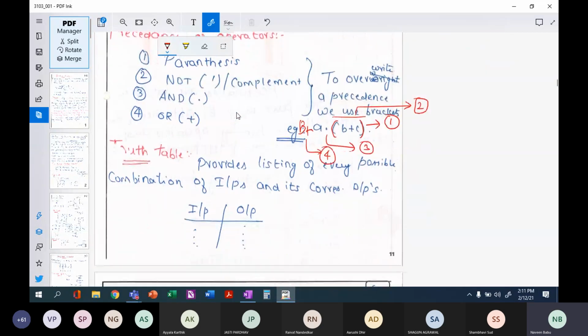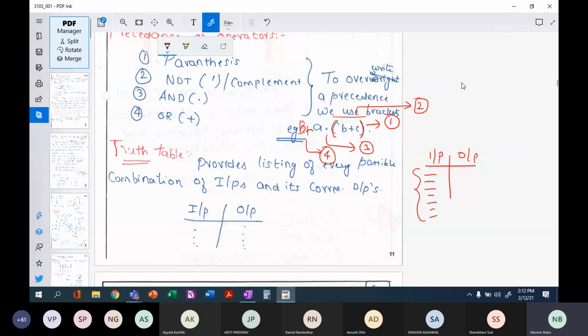Now, what is a truth table? This particular term we will come across till the end of this course. Truth table is a very important part. A truth table is a table that lists all the possible input combinations and their corresponding output combinations. Normally a truth table will contain the input side and the output side. On the input side, we will have all the different possible input combinations.